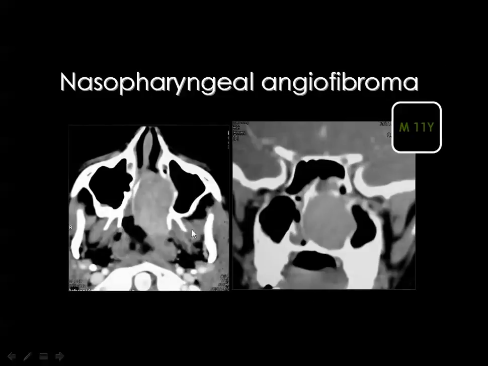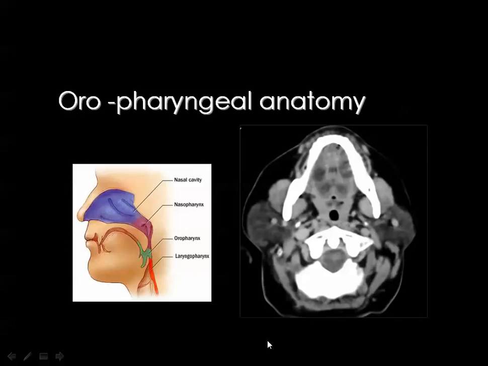Another example, and you see a mass in the nose and in the nasopharynx with an epicenter near the sphenopalatine foramen. And in the coronal image, you can see the mass filling the nasal fossa, eroding through the floor of the sphenoid sinus with bulging of the tumor inside the sinus.